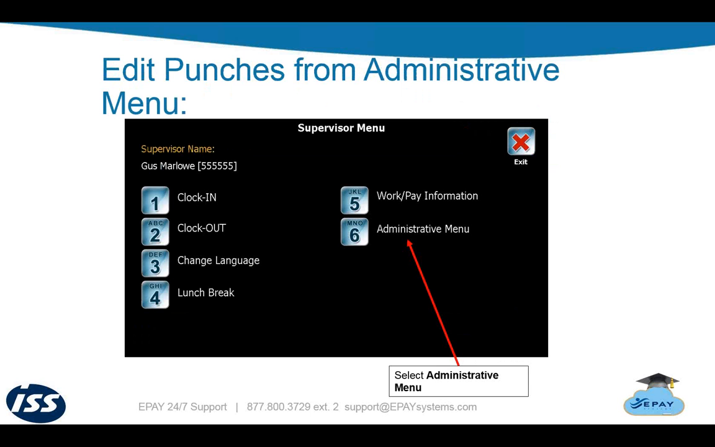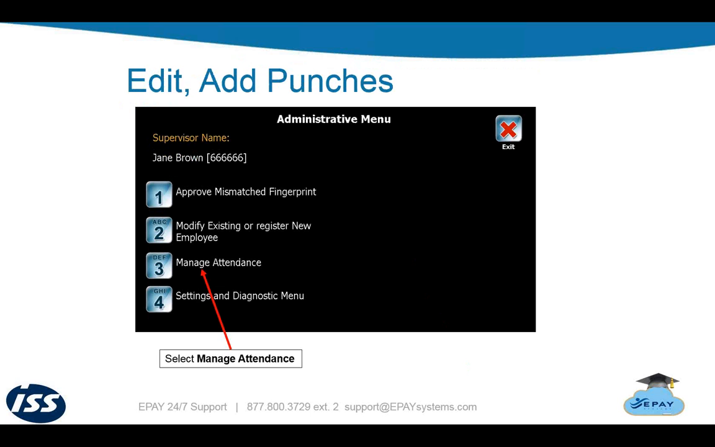So now your supervisors do have the ability to edit punches on the clock. So under the supervisor menu, they can go into manage attendance. And you really want to use this if an employee maybe forgot to clock in and clocked out, or maybe they clocked out but didn't clock in. You want to try to limit it to just maybe those types of edits. You don't want your supervisors adjusting any time there on the clock.